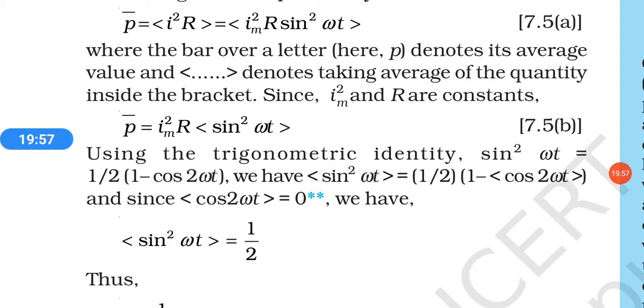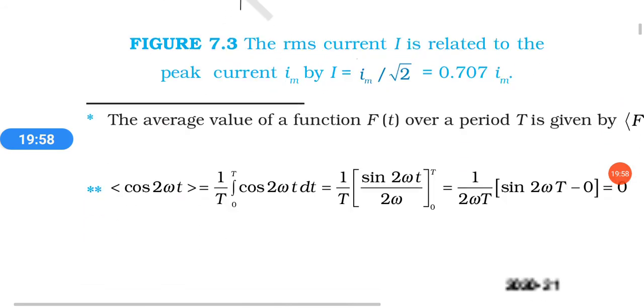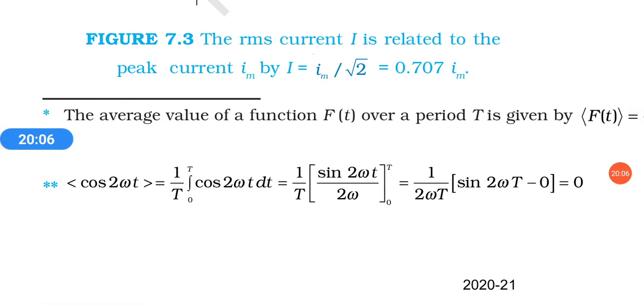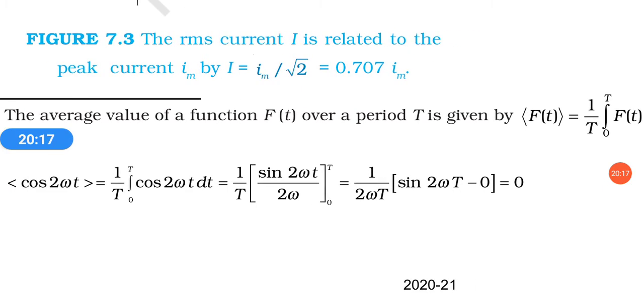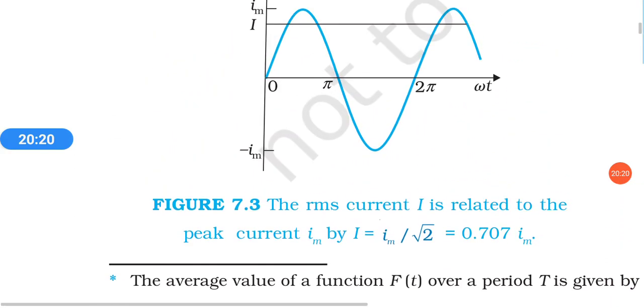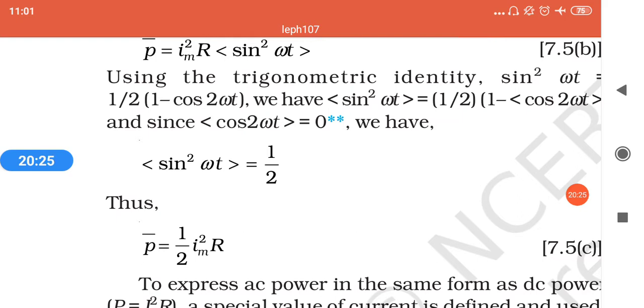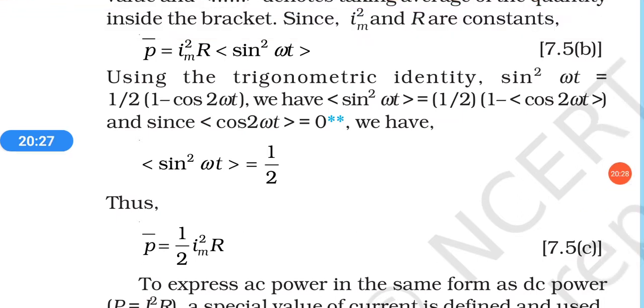So this is our f of t. We are putting 1 by 2 integral from 0 to T of cos 2 omega t. The integration of cos 2 omega t gives us sin 2 omega t divided by 2 omega, from 0 to T. Whenever we put the limit values in that equation, it gives us 0. So the cos 2 omega t term gives us 0.